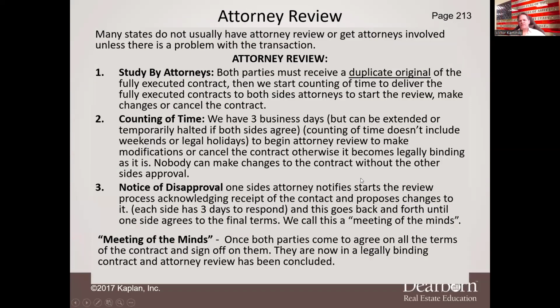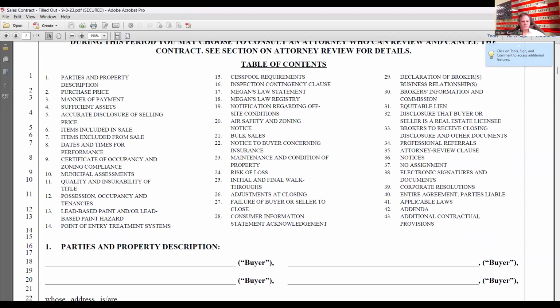So how does attorney review work? Well, it works like this, and this actually is even written into the contract itself. It says this, the attorney review section, right? Where's the attorney review section? Somewhere in here. Help me find it. Where does it say attorney review? Attorney review, section 35, you see that right there?